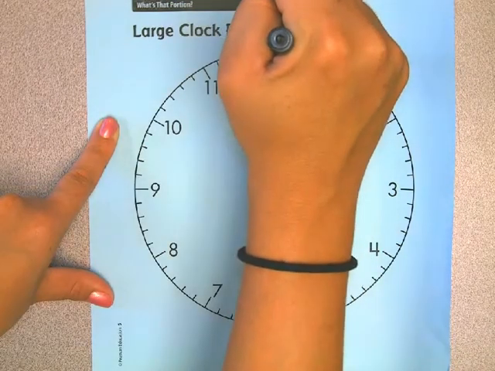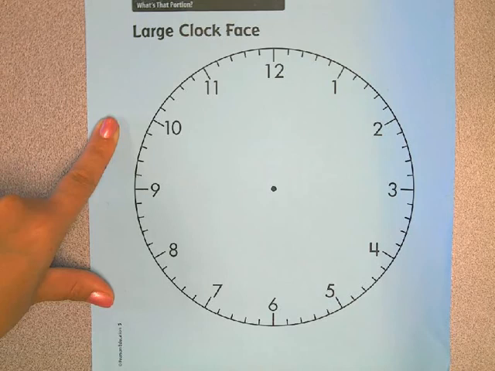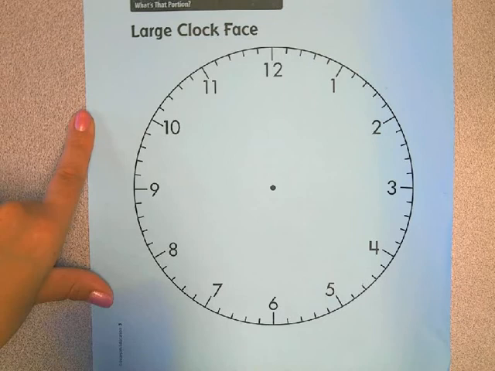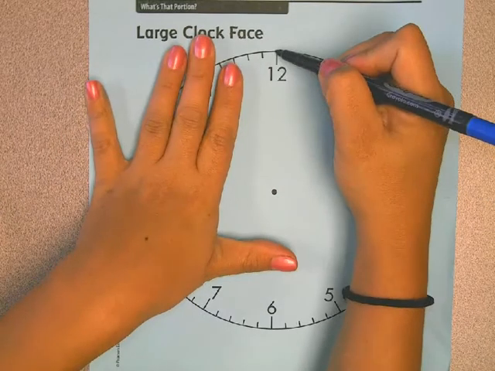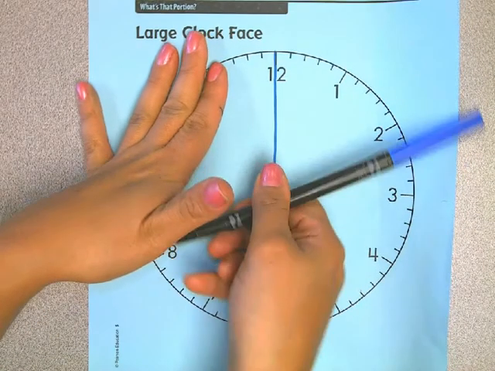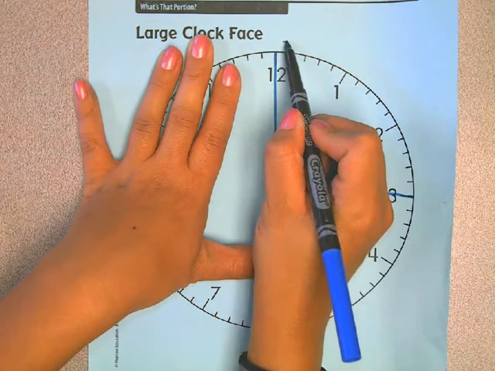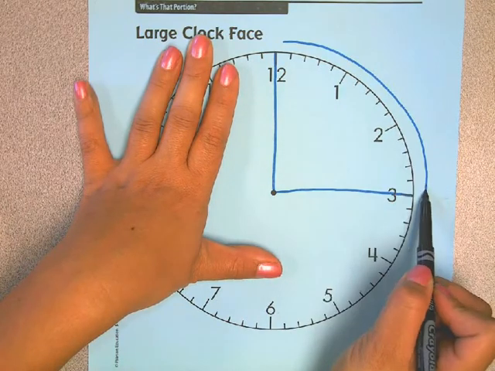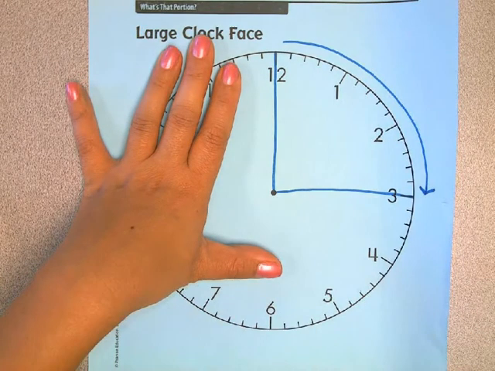Emma? 60. There's 60 minutes in an hour. Okay. So if I draw in here, and I start at the 12, and I go to the 3, from the 12 to the 3, how far have I gone around the clock? Damien.